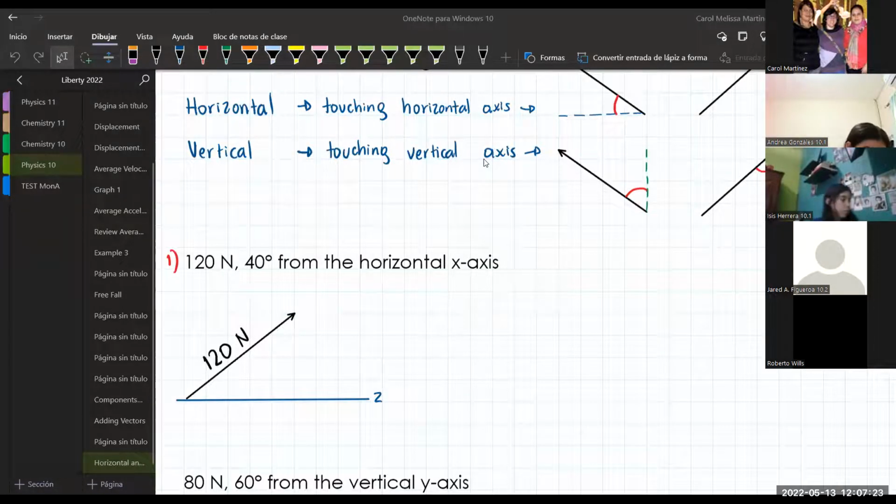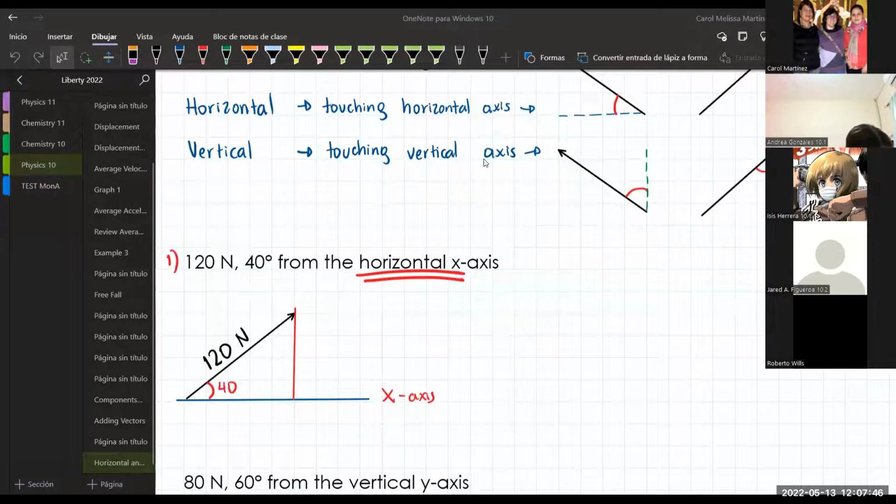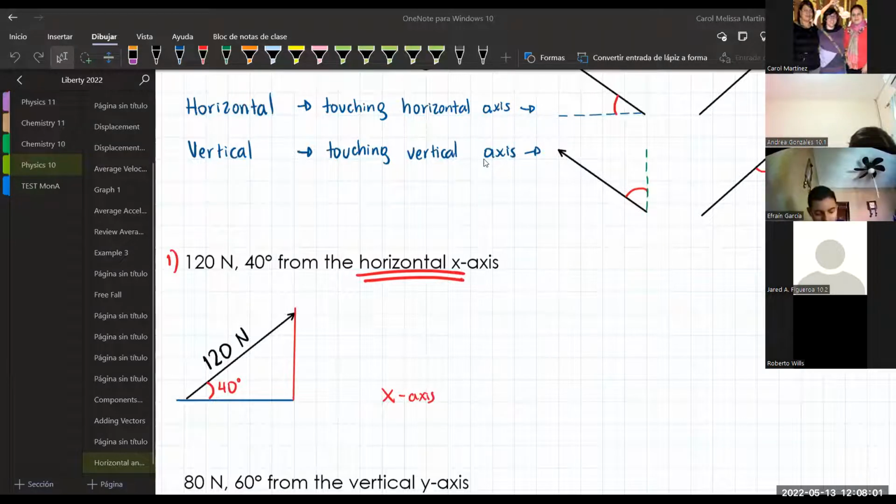So what I do in the first place is I complete the right triangle, and I'm going to include my angle. It says from the horizontal axis, this is my horizontal axis from here. So I say that this angle is the one of 40, the one that the exercise is giving me. So this vector is going where? To the right or to the left, up or down? Up, upright. It's going up and it's going to the right.